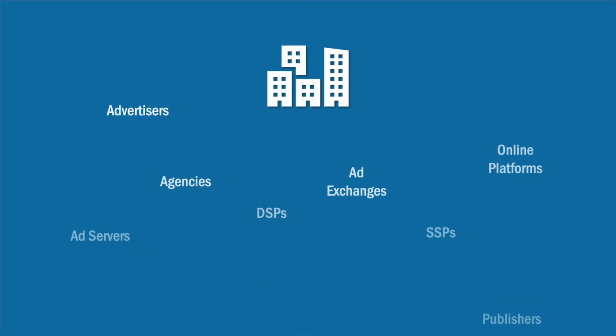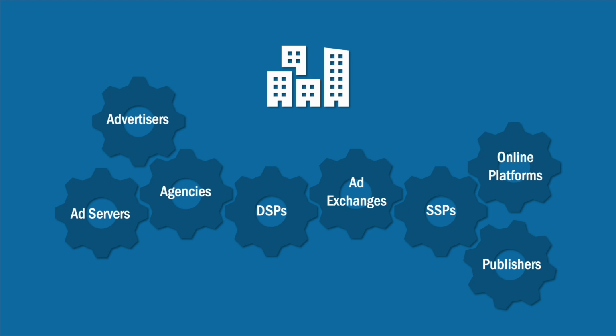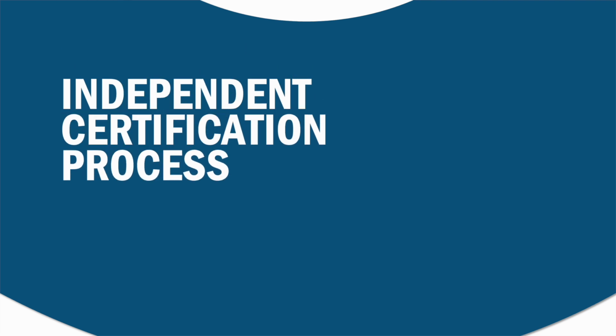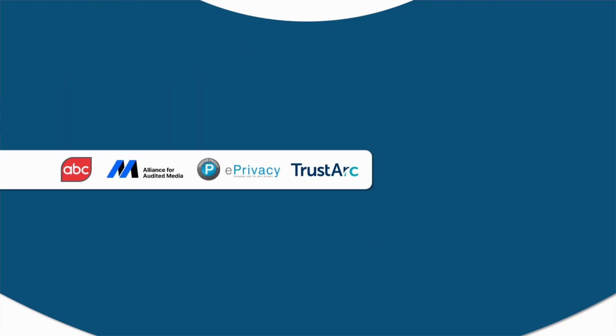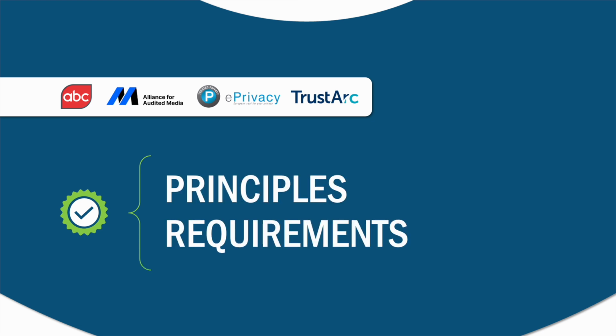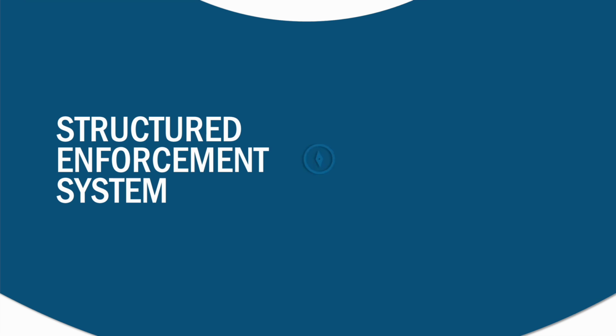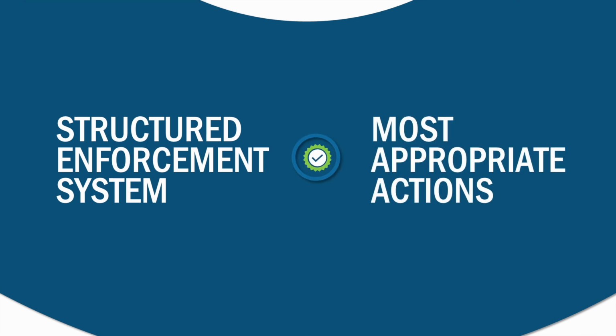As for companies, we want them to experience seamless coordination with industry partners in the delivery of ad transparency information. Participating companies go through an independent certification process with approved providers, guaranteeing that they are in compliance with the principles and requirements of the AATP. That's what the AATP Transparency Seal stands for. If issues arise, the AATP's structured enforcement system will direct companies towards the most appropriate actions to regain compliance and support them throughout the process.